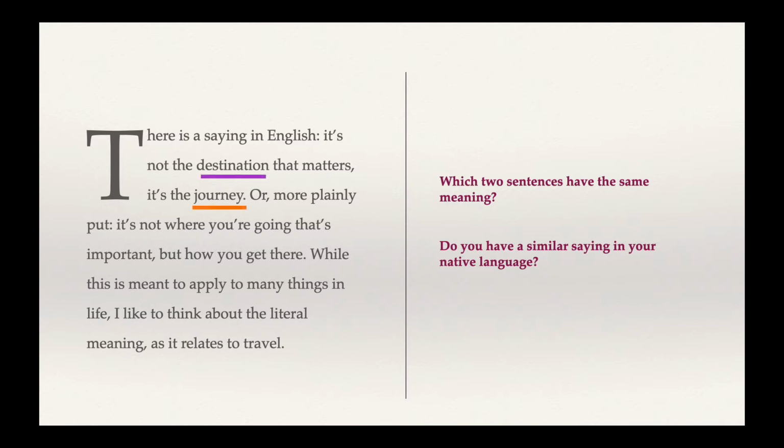Here is how we can guess at the meanings of destination and journey. Destination is where you're going, and journey is how you get there. We know that this idea is important if it's stated twice. The writer is making sure that the reader really understands this. Ask yourself, do you have a similar saying in your native language? Do you say something in your language that has the same meaning? Because we have two sentences that state the same thing, we can guess that this is close to the main idea of the paragraph. Now let's predict what we'll read about in the next paragraph.